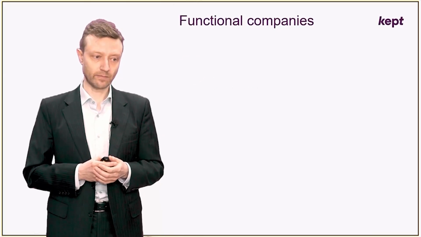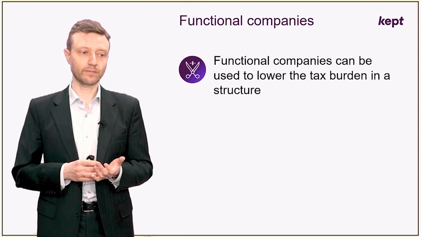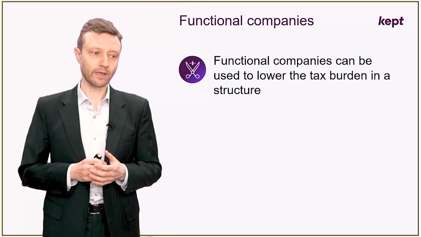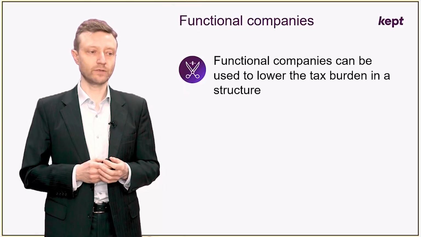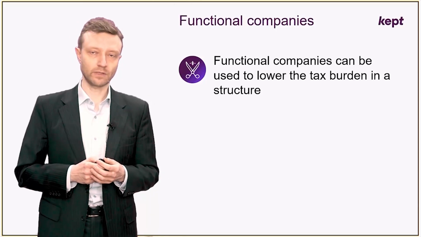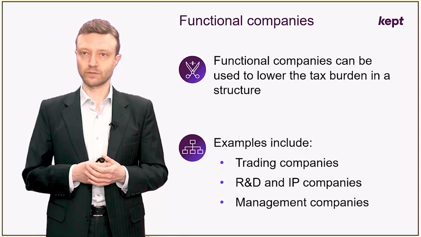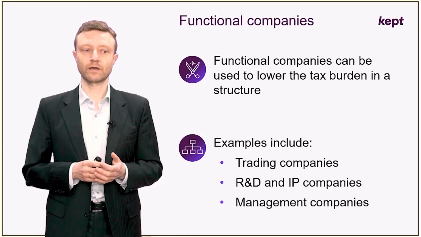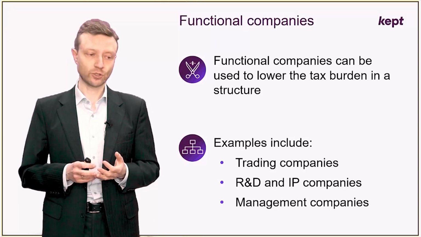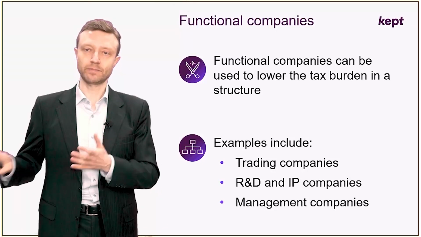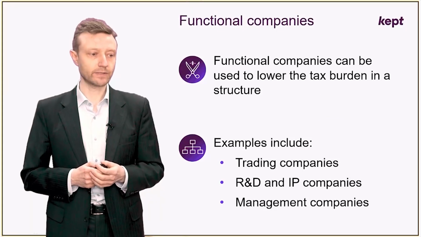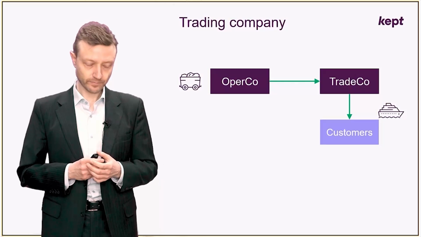What are functional companies? Functional companies can be used in a given business to make sure that it's structured properly, and they can also be used to achieve certain tax advantages or to reduce tax burden in a particular situation or business structure. Examples of functional companies include trading companies, R&D and intellectual property companies, management companies. So typical examples, specific legal entities set up for specific purposes. These are functional companies.